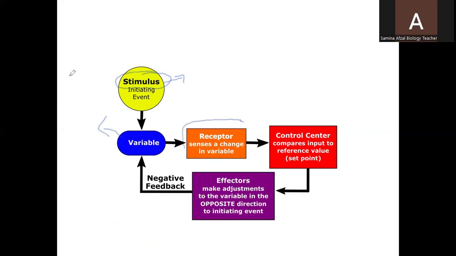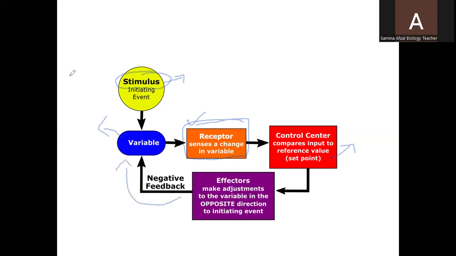Then receptor cells, the different sense cells present in our body, these receptors or sense organs will detect the change in the internal environment, or the stimulus. Then the control center will compare the input to the reference value, the set point, that is, how much the value of the variable is exceeding the set point. Then the message will be sent to the effectors, which will make some adjustment to bring back, or reverse, the value of the variable to the set point by the process of negative feedback.